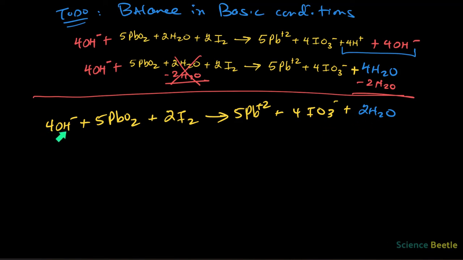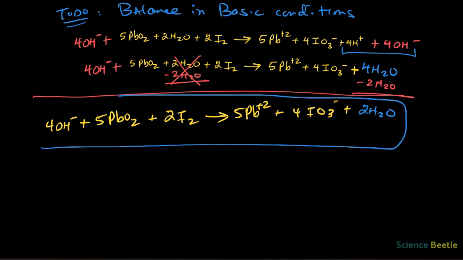4 times 1 is 4 hydrogens on the left. And over here, we've got 2 times 2 is 4 hydrogens, so the hydrogens are good. 5 leads, 5 leads. We've already done the oxygens. Here we've got 4 iodines, and we've got 4 iodines here. So the reaction is balanced, and here we're going to separate this or box it in a purple, bluish color. And so here we can now say that this is balanced in basic conditions.